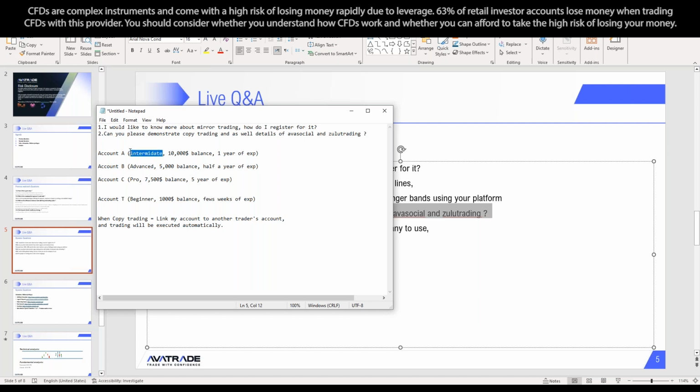Something here doesn't look right. Who goes for the first? Intermediate, 10,000 in balance, 1 year of experience. Oh, sorry. That should have been the other way around, right? Half a year. This one is 1 year. Yeah, that makes more sense.